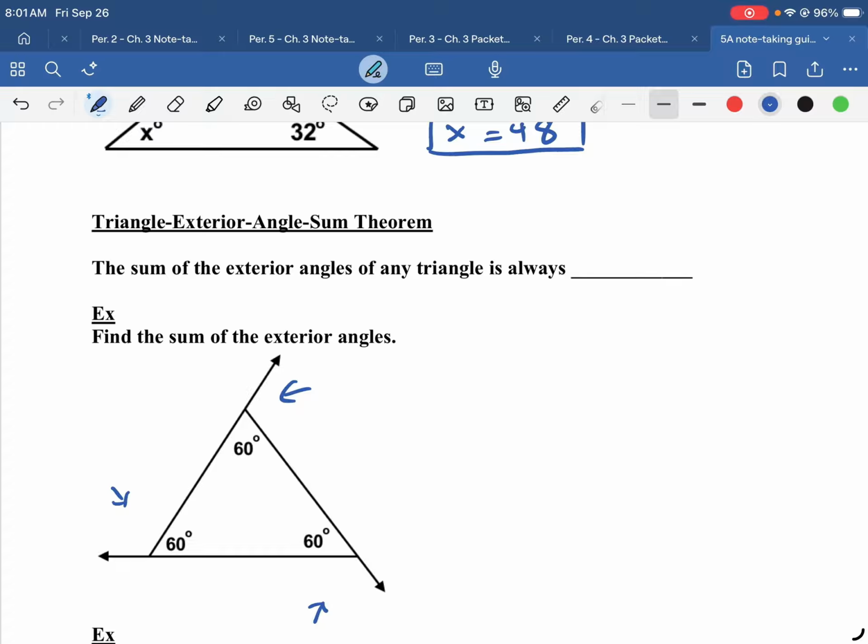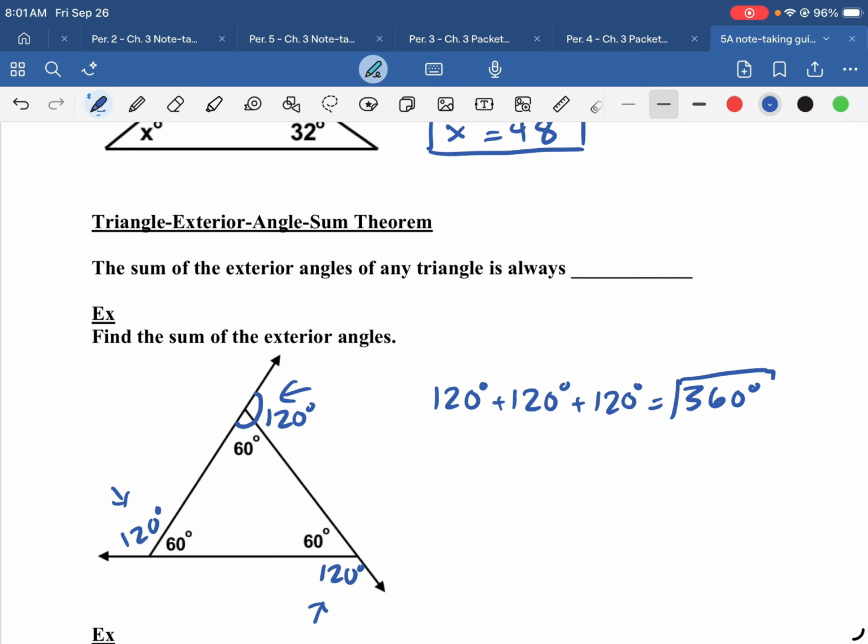I can find them because I've got linear pairs. Those two angles are going to add up to 180, so that means that this must be 120 degrees, okay? This must be 120 degrees as well. Same thing down here, because we've got linear pairs in all three spots. Okay, so if I'm finding the sum of the three exterior angles here, I just add up 120 plus 120 plus 120, or multiply by 3, and then that's going to come out to exactly 360 degrees.